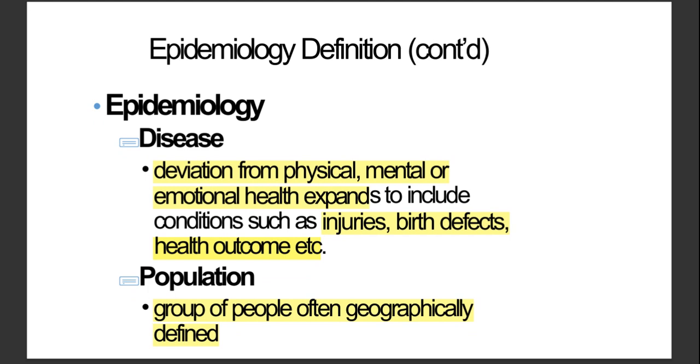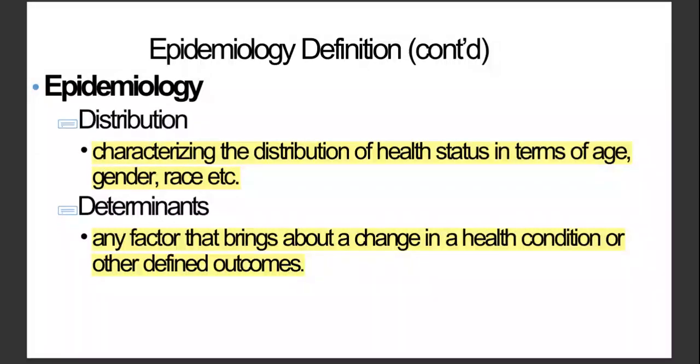Population is a group of people that have been confined in the same geographic location. If we say distribution, distribution is characterizing the distribution of health status in terms of age, gender, and race. So if we say this disease is distributed in this way, what we mean is who is affected: what age, what gender, which area, which kind of people, which race, or which social status. The rich, most of the diseases are actually happening. We have got the diseases of the rich and the diseases of the poor. So that's distribution. All those things fall under distribution.